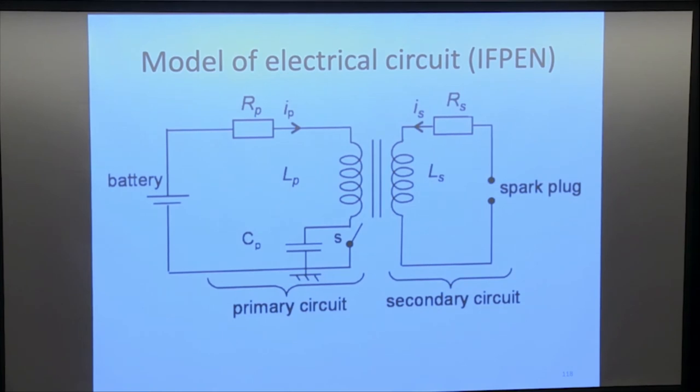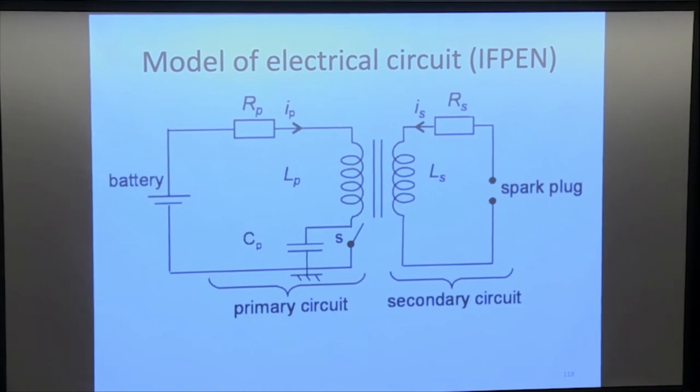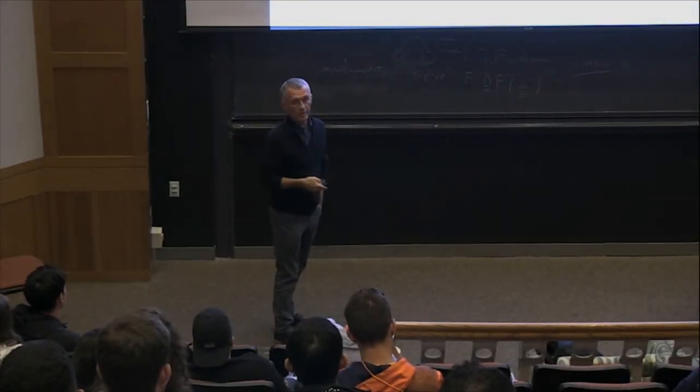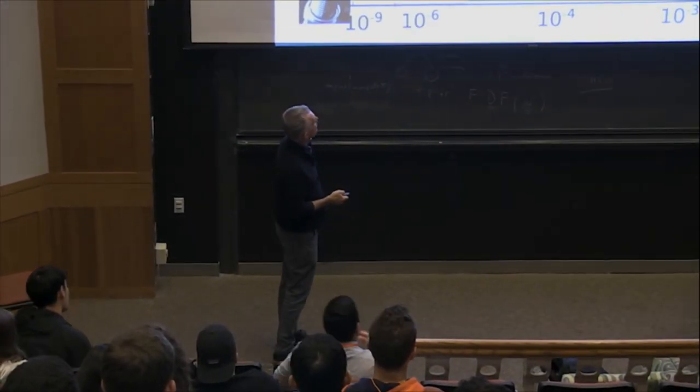Okay, if you want to be precise about ignition, you need to model the spark itself. You need to model the electric spark which brings power to the spark plug. For combustion, the only thing we want to know is the energy here. But to do that, you need to model everything. So that's already an additional problem.